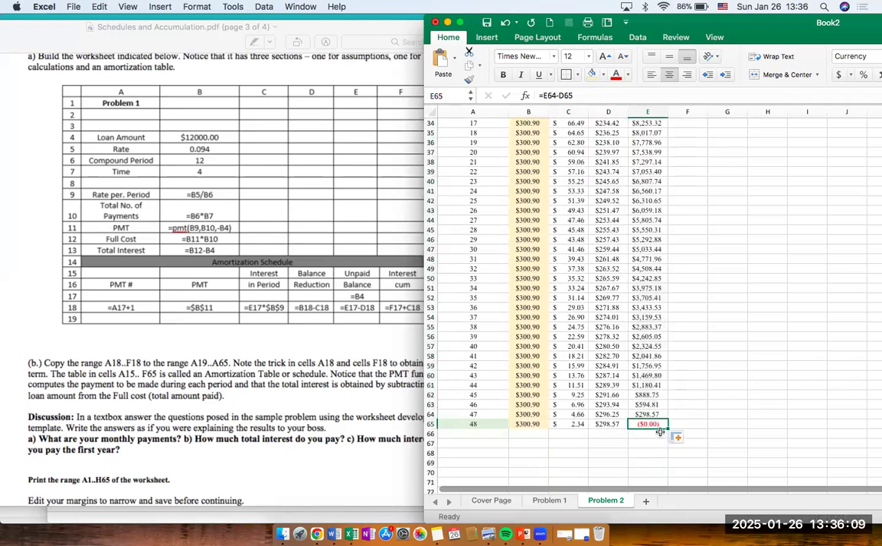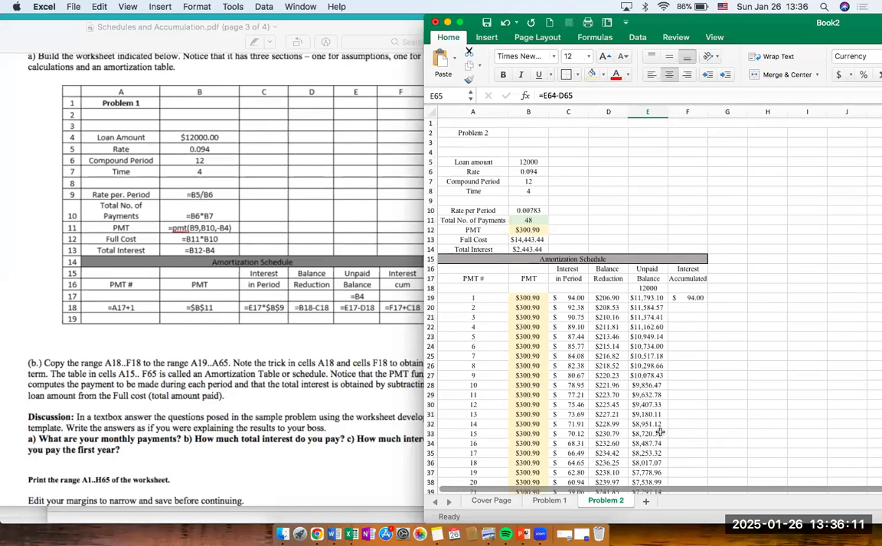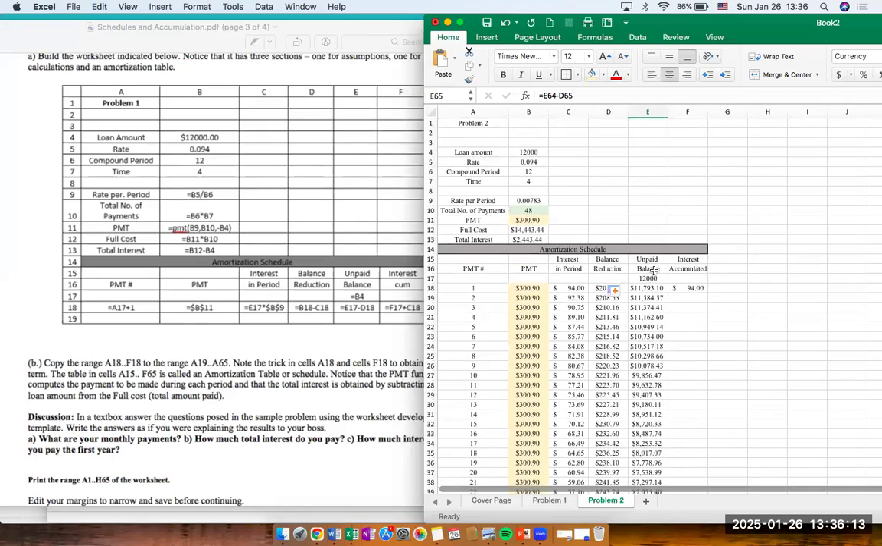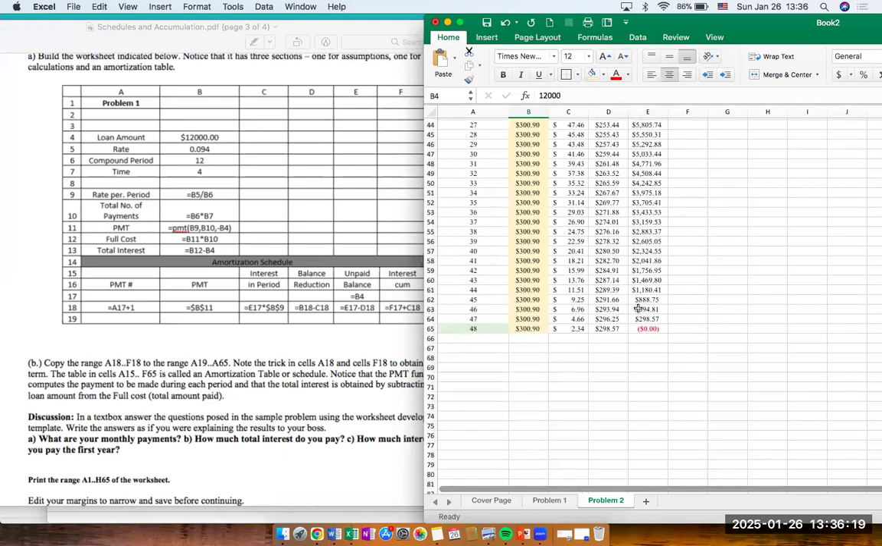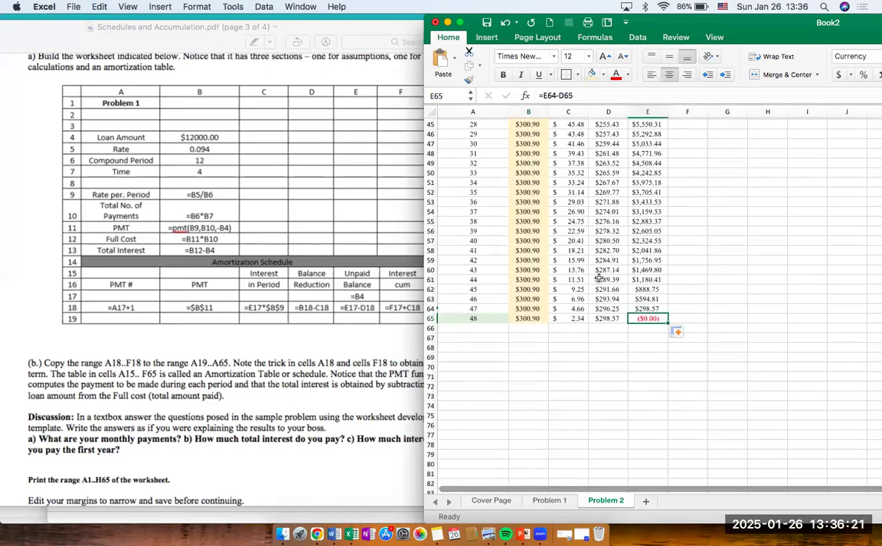And notice at the very end, it should have 0, 0, and that is because it's your unpaid balance. You started with your loan amount, right? You're trying to pay off this $12,000, and that is exactly what you did down here on your 48th payment.